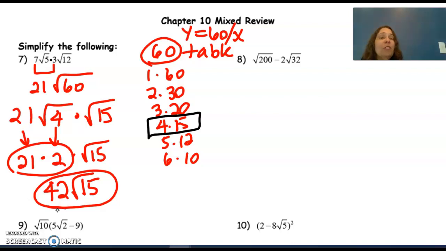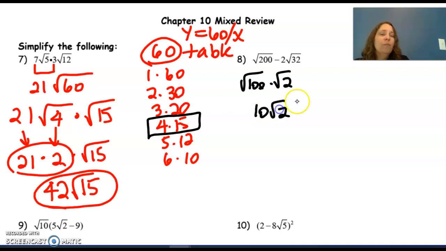In number 8, we would do the same kind of thing, breaking down radicals, but notice we have subtraction. We cannot just combine these radicals because they do not end the same. Instead, we need to try to break down each one individually and see if once they're simplified, we find a common radical. 200 is really 100 times 2, so I'm going to call that the square root of 100 times the square root of 2, which becomes 10 root 2. Then I have minus 2 root 32. Well, 32 is really 16 times 2, so then that becomes minus 2 times square root of 16 is 4, and then root 2.